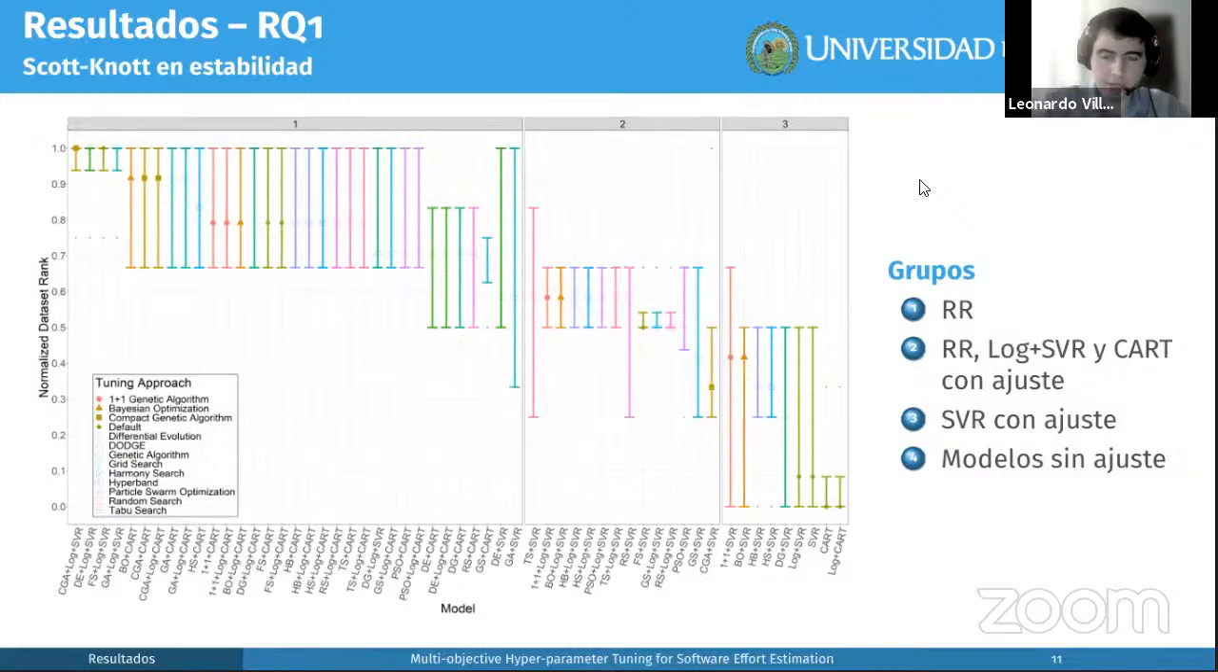Entonces, en la filmina anterior como en esta, pudimos ver que en todos los casos, tanto para CART y SVR, el ajuste automático de hiperparámetros logra diferenciar las técnicas con respecto a las versiones sin ajuste, tanto en estabilidad como en precisión. Entonces, podemos decir que tiene efecto para esos dos modelos, sin embargo, no tiene un efecto para los de regresión.